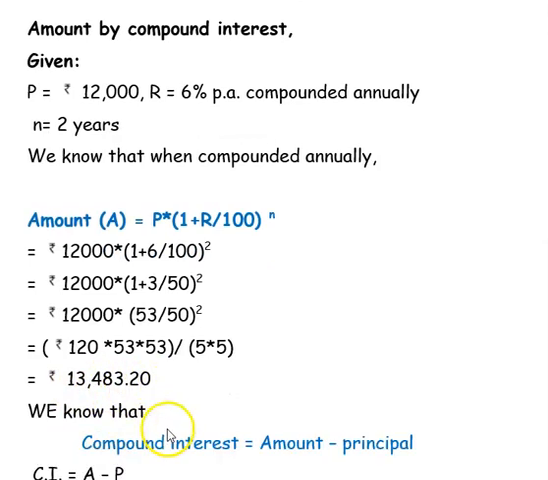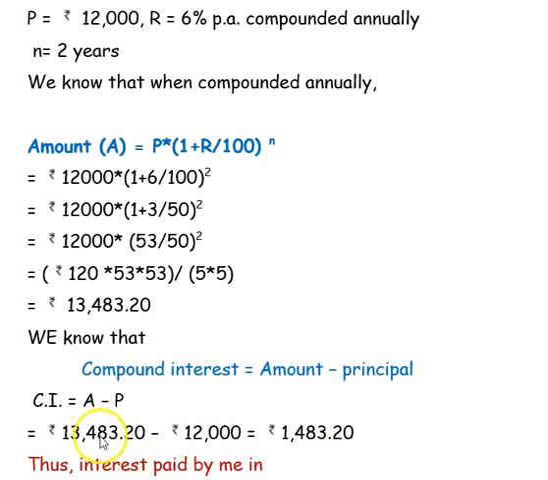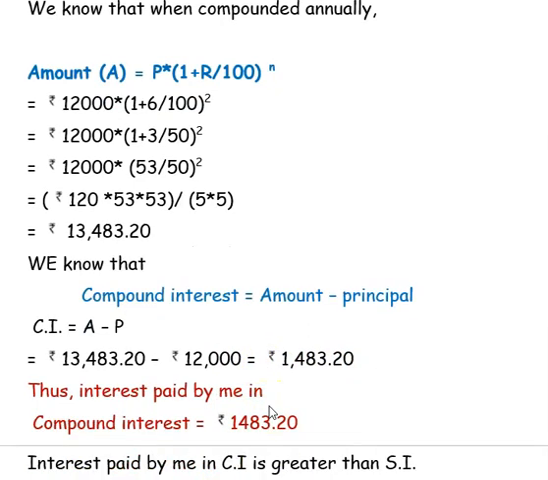After simplification, we will get the amount as rupees 13,483.20. But we want to find the interest. So, compound interest equals amount minus principal. The amount is 13,483.20 minus the principal 12,000. So, the difference will be 1,483.20. This is the interest calculated using compound interest.